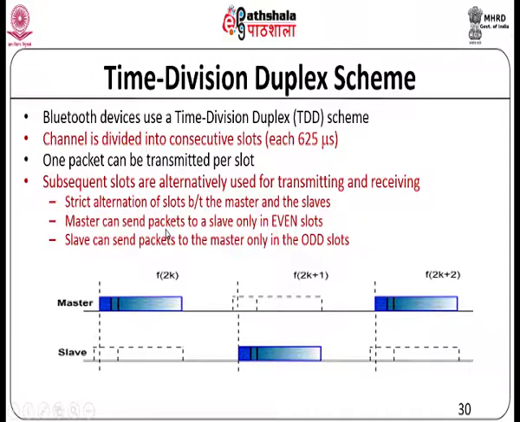Now the master can send packets only in even slots. So you can send a packet in slot 2k, right. It is an even slot. So the next slot will be given to the slave. The slave will transmit at 2k plus 1. Again 2k plus 2 will be given to the master. Okay. So the slave can send packets only in the odd slots, and the master can send packets only in the even slots. So that is how you have a strict demarcation between which slots are used by the master and which are used by the slave.